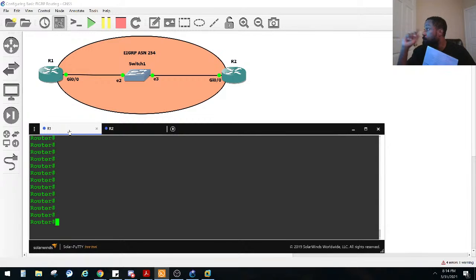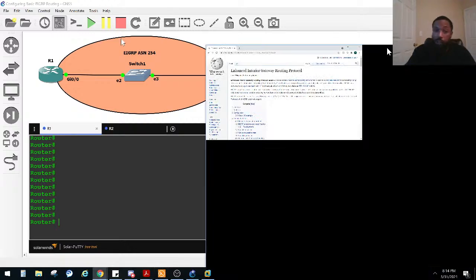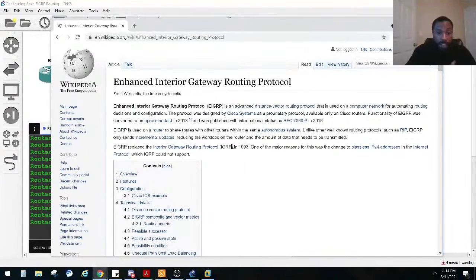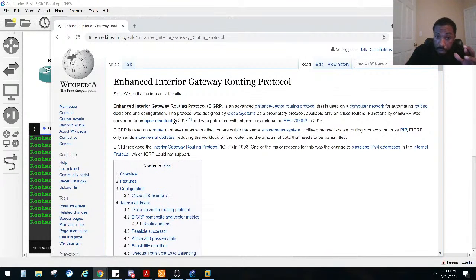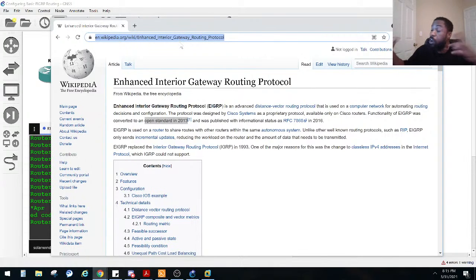It used to be a Cisco proprietary protocol, but like I mentioned earlier, I had to fact check myself as well. It used to be Cisco proprietary, so you could only use it on Cisco devices. But in 2013, right here, this is the Wikipedia page, I'll put that in the chat for y'all, they made it an open standard with this organization called ISO, where they make open standards and stuff like that. So now you can use it on different vendors.